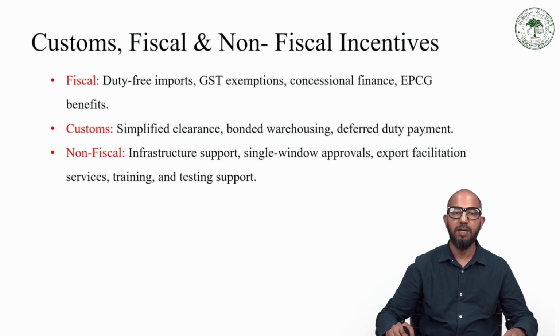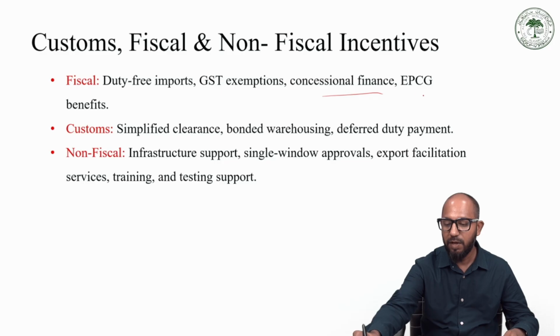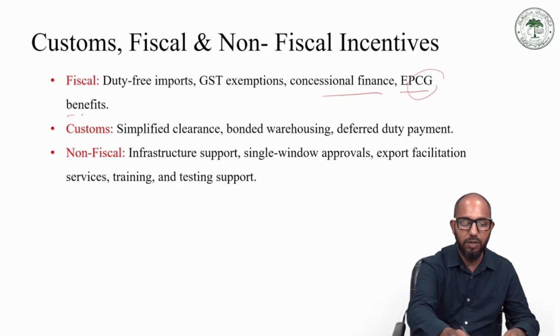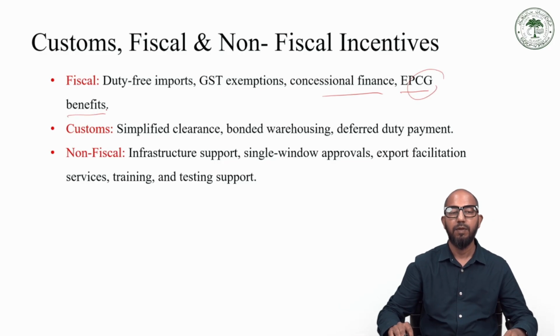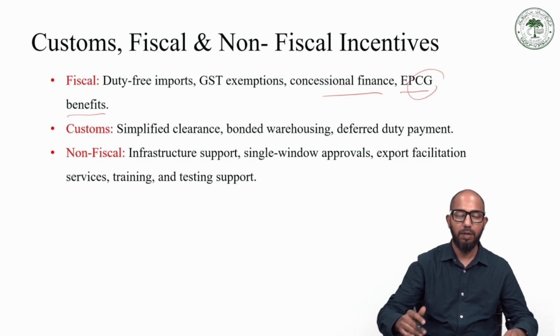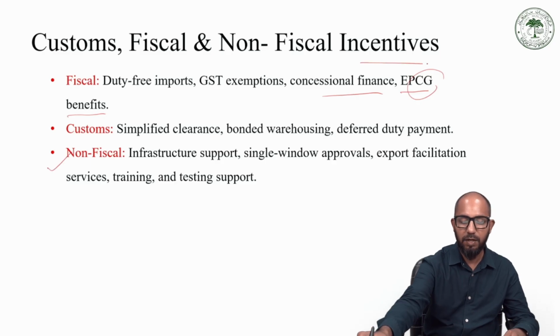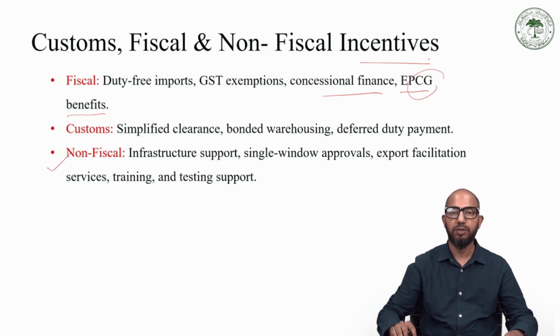The fiscal incentives include duty free imports, goods and services tax exemptions, concessional finance, and EPCG, that is capital goods benefit. The second is customs, where there is simplified clearance, bonded warehousing, and deferred duty payment. And the third is non fiscal incentives, which include infrastructure support, single window approvals, export facilitation services, training, and testing support.